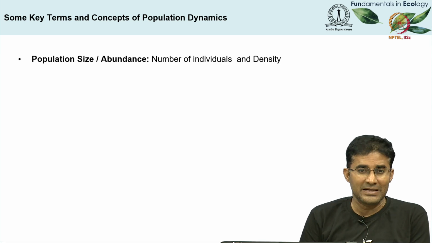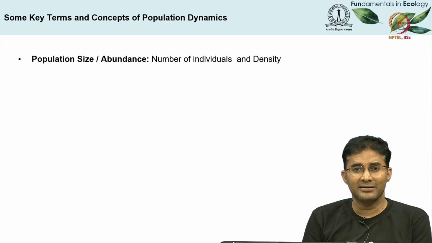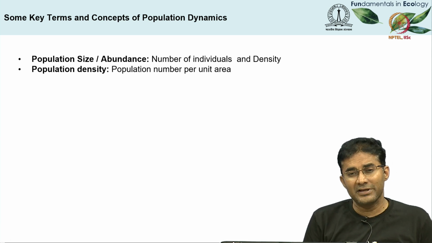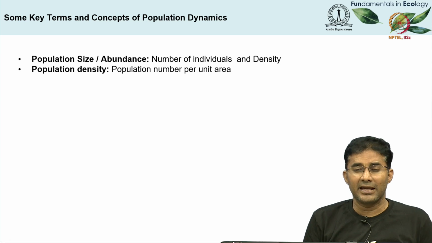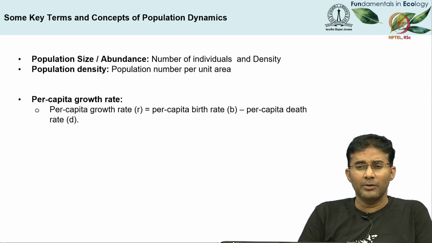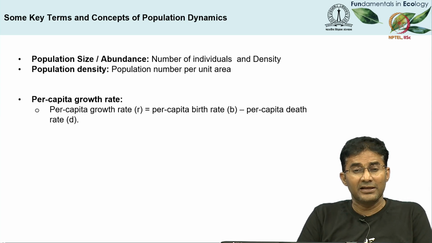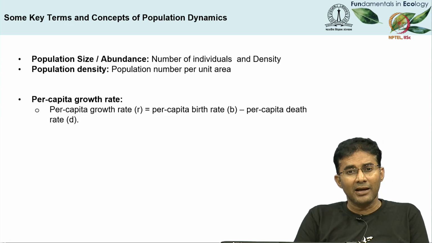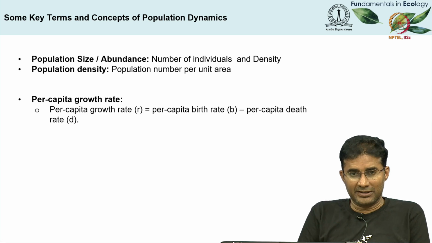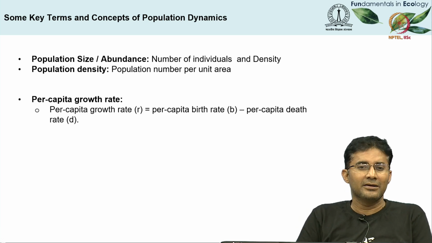One is, of course, we need to measure population sizes and abundances, which could be in the form of number of individuals, or number of individuals scaled by a certain area, which is population density, right. In addition to knowing the population numbers, if we really want to understand how these numbers or densities are changing over time, a very useful quantity is that of per capita growth rate. So, what is a per capita growth rate?